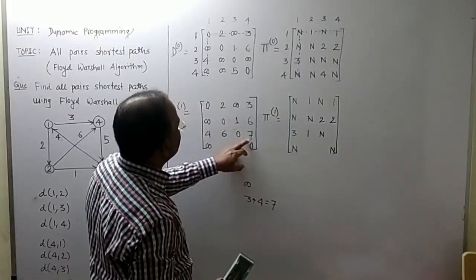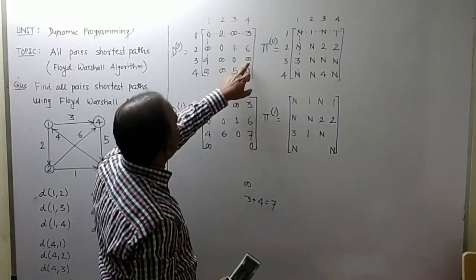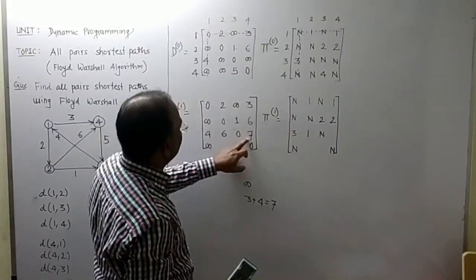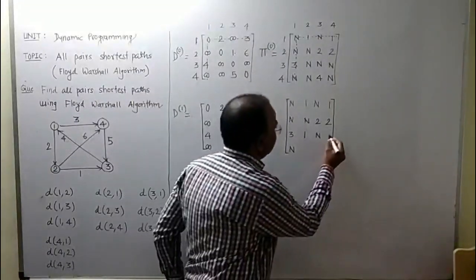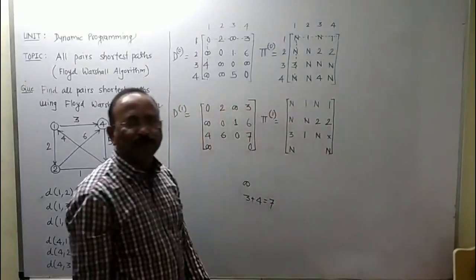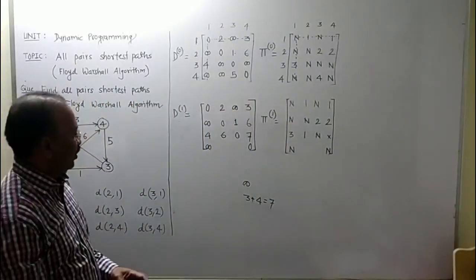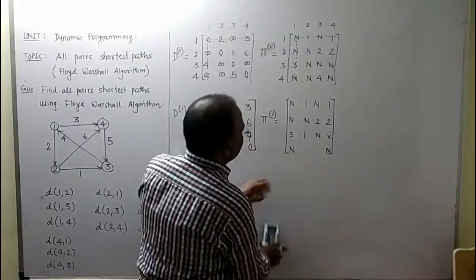Means the value is changed. In D0 value is infinity, in D1 value is 7. If the D1 is changed, it means that there will be a change in pi 1. There will be a change in the pi 1. Now let us see which value will come here.